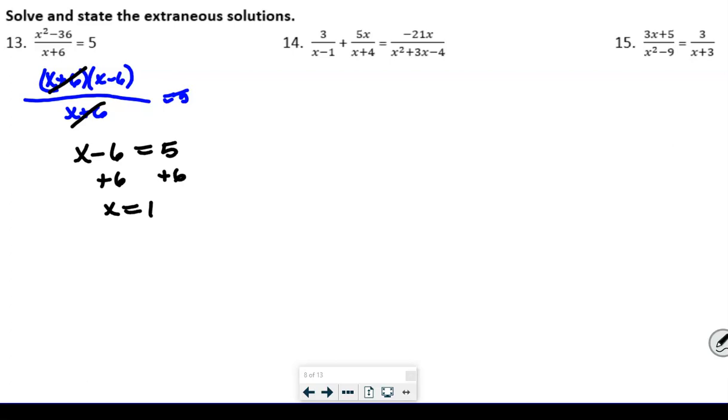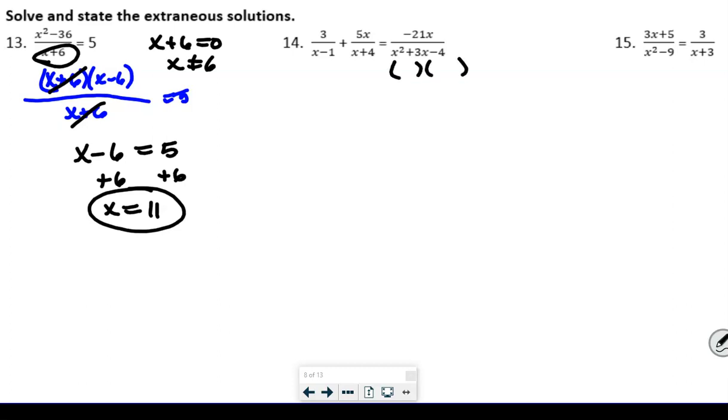So x equals 11. And the only excluded value would be this, x plus 6 equals 0. So x cannot equal -6, and x does not equal -6, it equals 11. And remember, you can plug that back in to check it. So that would be 121 minus 36 over, what is that? 17? And I guess that's going to give you 5. So double check it.